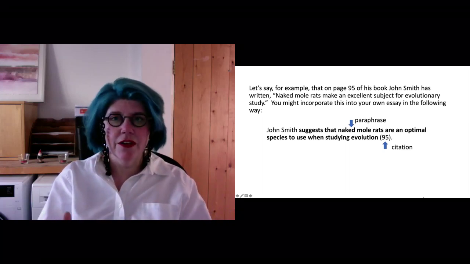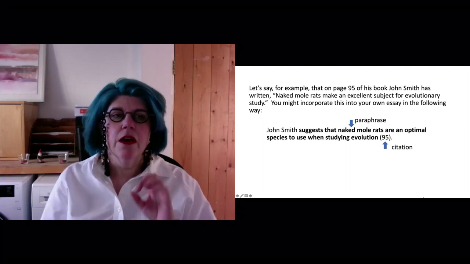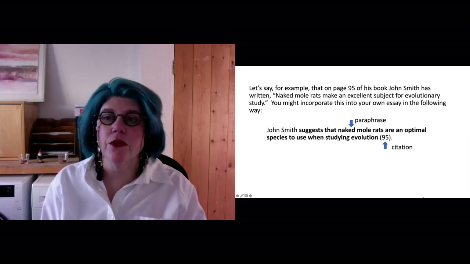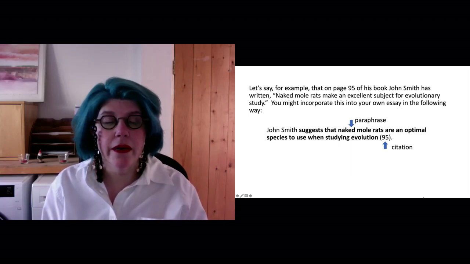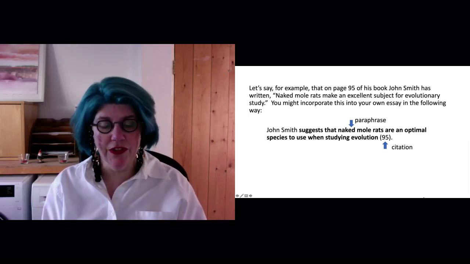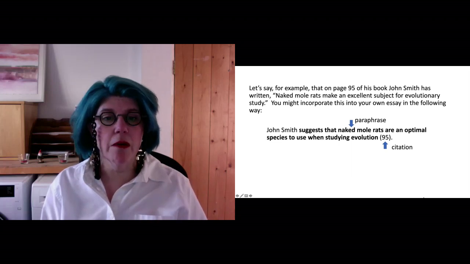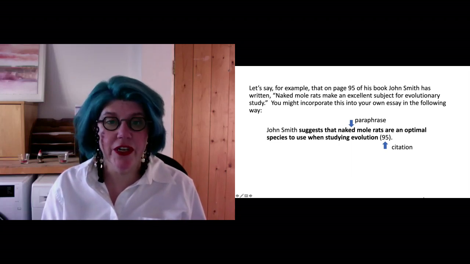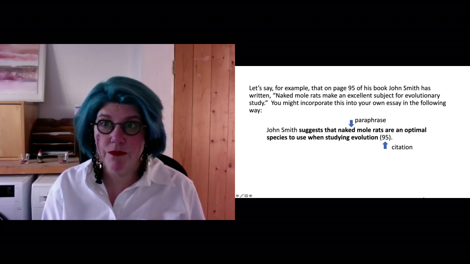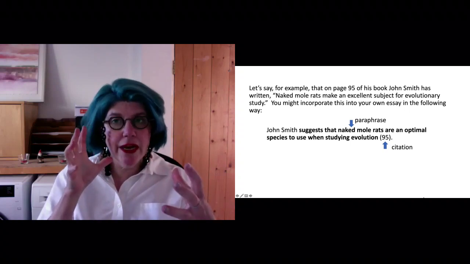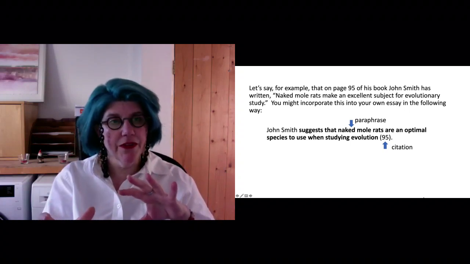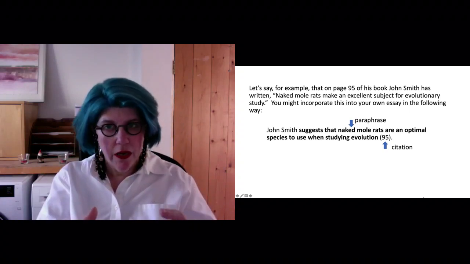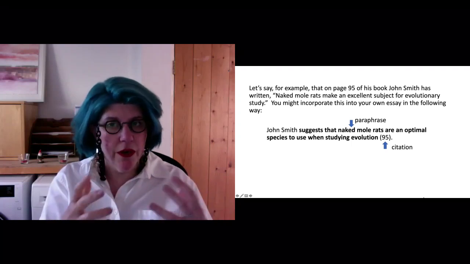This is exactly the kind of thing that you want for your essay. You might incorporate this into your own essay in the following way. John Smith suggests that naked mole rats are an optimal species to use when studying evolution. This is a paraphrase of Smith's own assertion. Paraphrase means to put in other words.